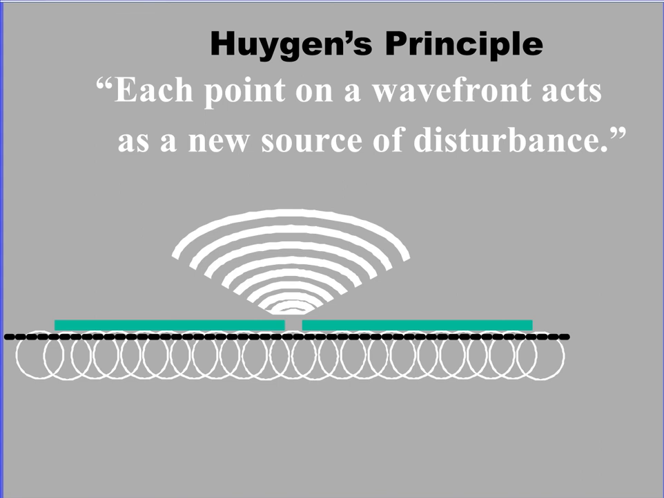Now, Huygens' principle is fascinating. He says that every point on a wavefront acts as a new source of disturbance. So, if I have waves coming in, I've got the wavefronts spreading out. Each one of these points is a source of a new wave.